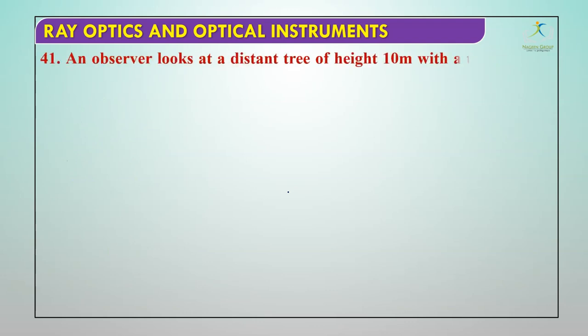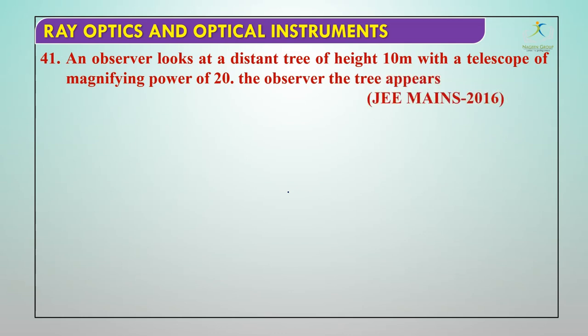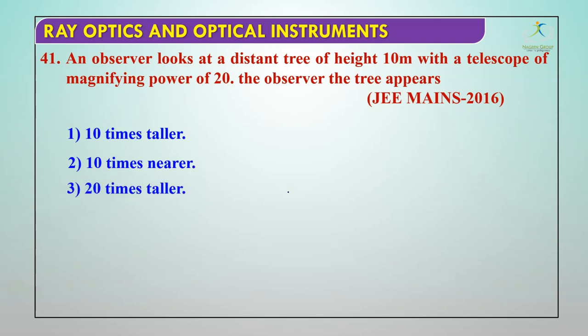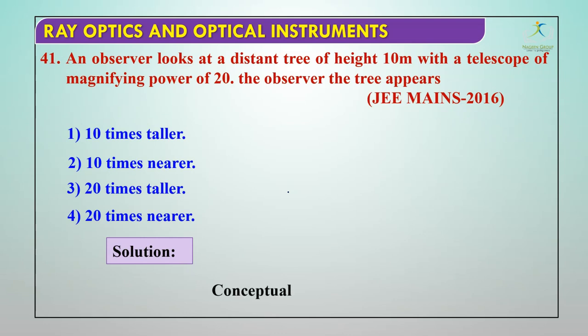Next question: an observer looks at a distant tree of height 10 meter with a telescope of magnifying power 20. To the observer, the tree appears 10 times taller, 10 times nearer, 20 times taller, or 20 times nearer. The question is completely conceptual, so the correct answer is 20 times nearer.